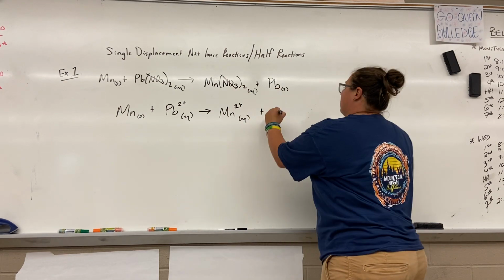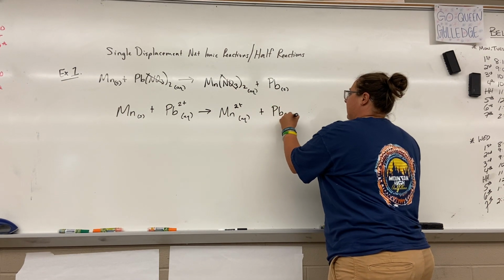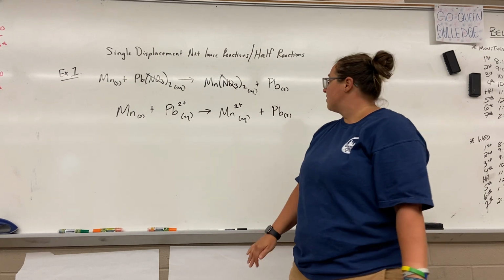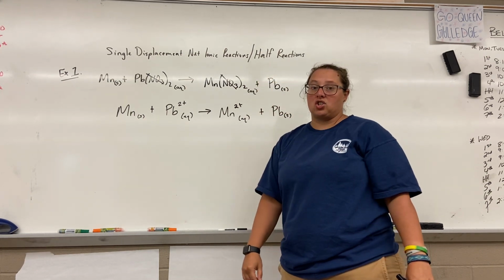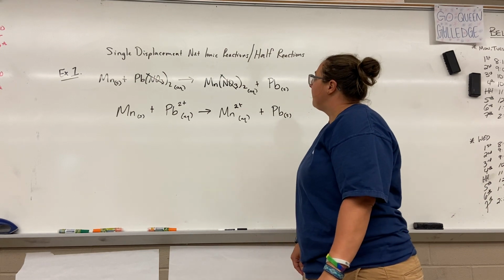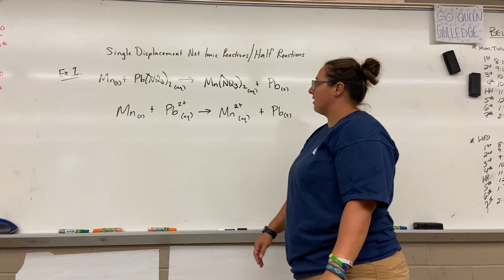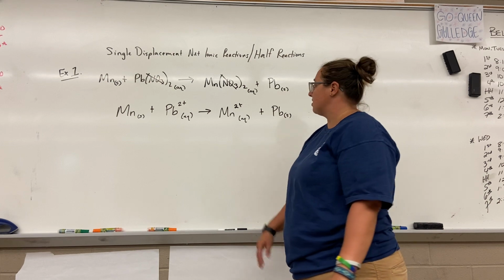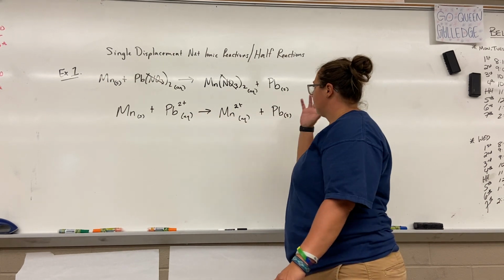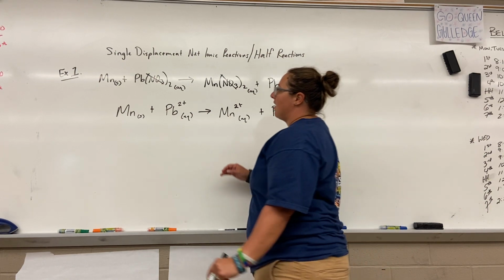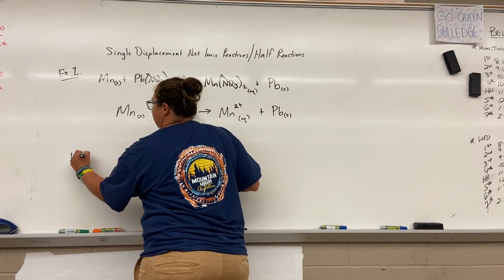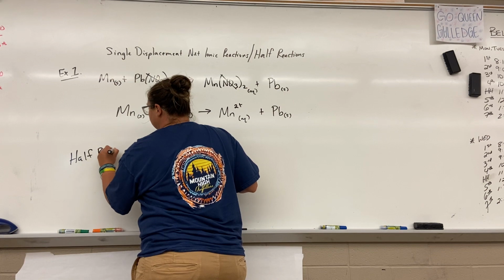And Pb solid is going to stay like it is down at the bottom. So what I have here is a balanced net ionic equation. Okay, so this is how we work our single displacement net ionic equations. We have our things here, that is all good and balanced. Okay, now I want to talk about how to write half reactions.